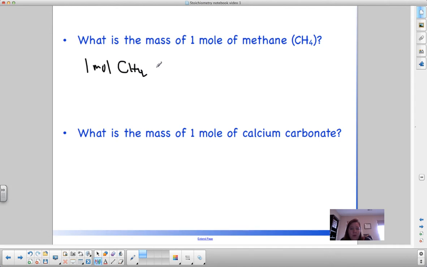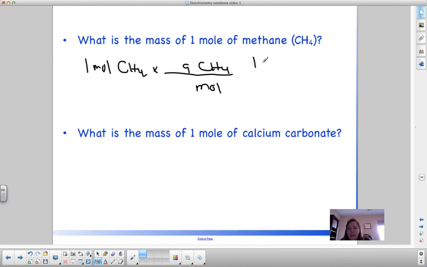And we need to go and determine the molar mass of this compound. So we're going to put our moles of methane down here at the bottom because we know we want those to cancel. And I need something over here in grams of CH4. Okay, so we're going to have to go and calculate this.